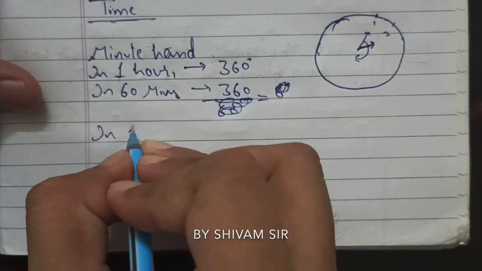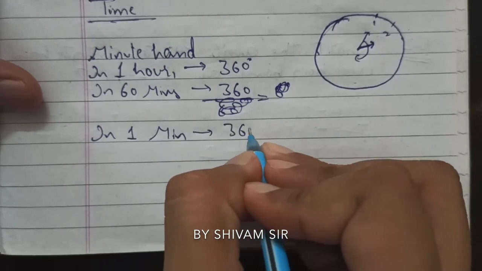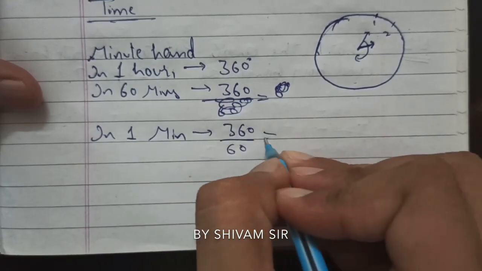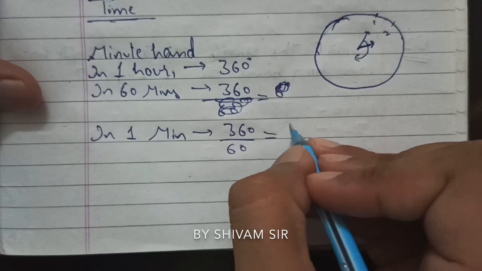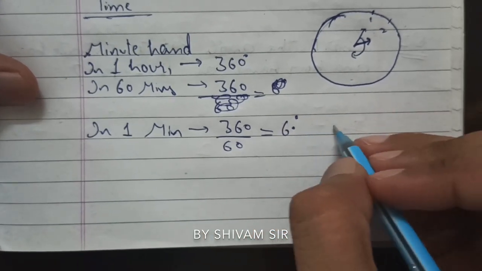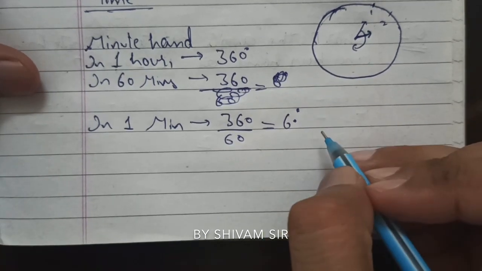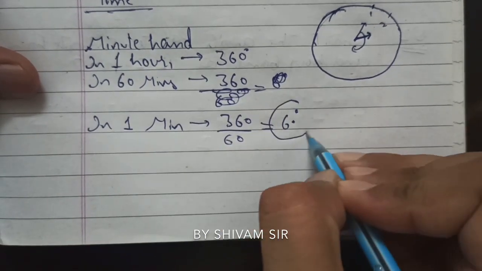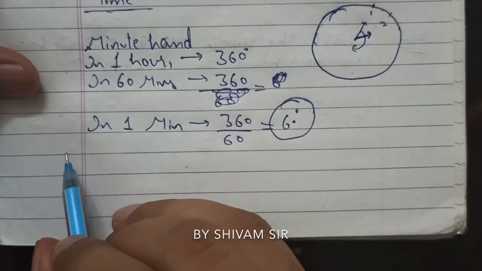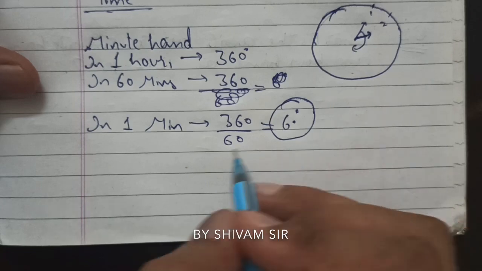So in 1 minute, it will go 360 upon 60, which is what? Which is 6 degrees. So this result we need to remember, that in 1 minute, the minute hand goes 6 degrees. The minute hand rotates 6 degrees, right? Remember this result, we will be using it.